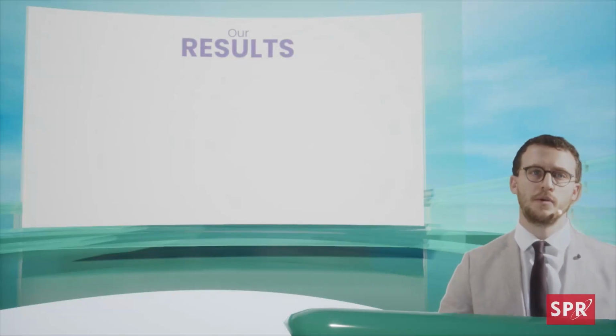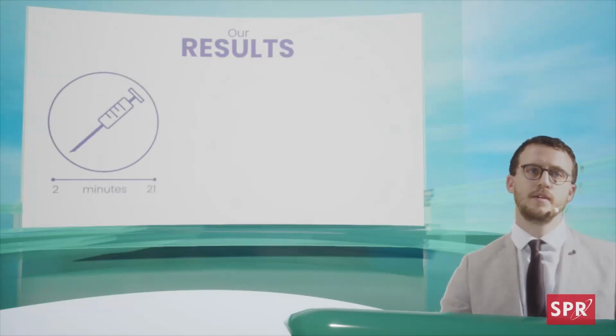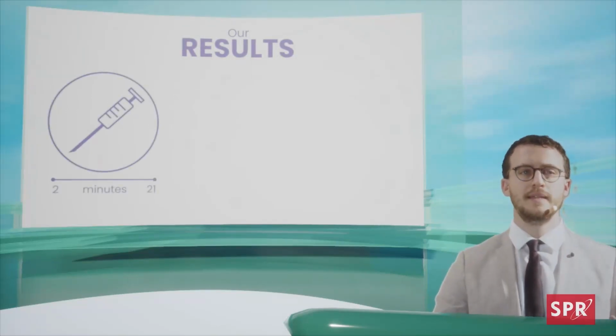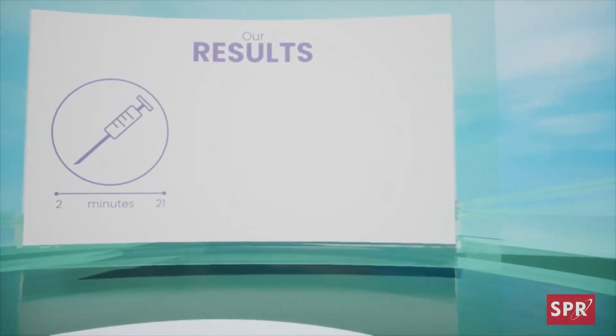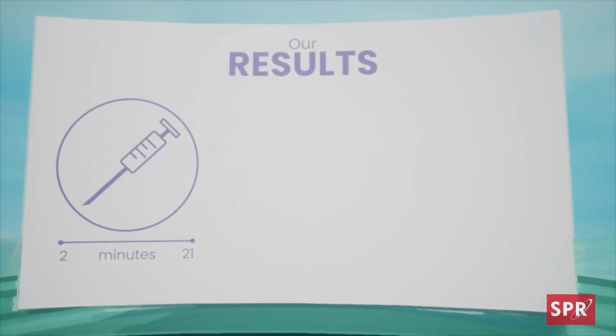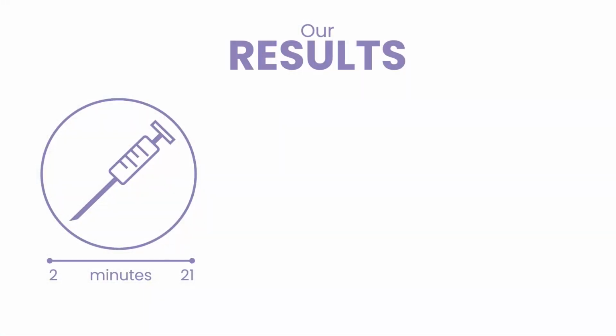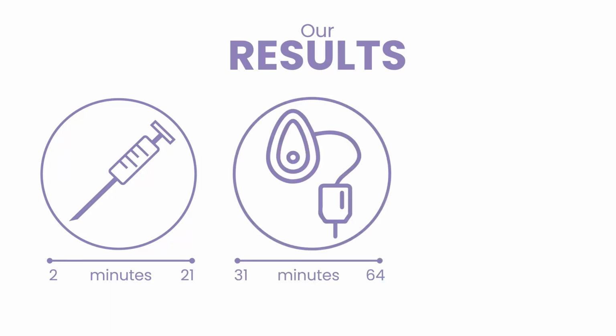So what were our results? After the 5-minute injection of contrast, we waited from 2 to 21 minutes to get the whole thoracic duct enhanced. Then this is a key point: we had only 31 to 64 minutes of anesthesia. And this is really important because MRI lymphangiography lasts maybe double the time.